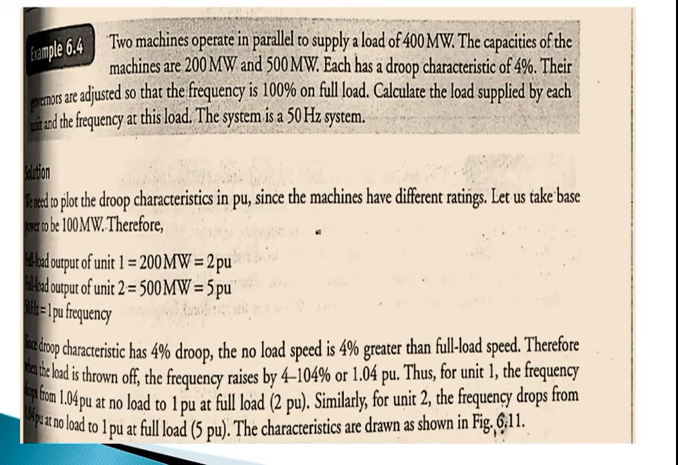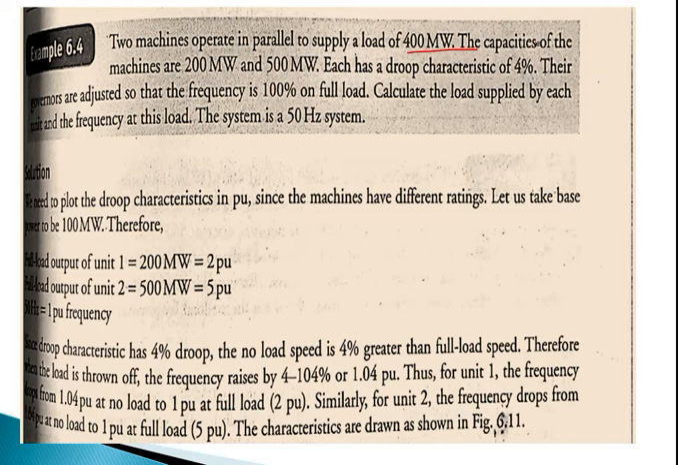Now the next problem. Two machines operate in parallel to supply a load of 400 megawatt. The capacities of the machines are 200 megawatt and 500 megawatt. Each has droop characteristics of 4%. Their governors adjust the frequency to 100% on full load. Calculate the load supplied by each unit and the frequency at this load. The system is 50 Hertz.